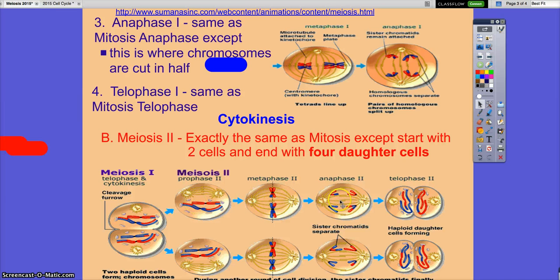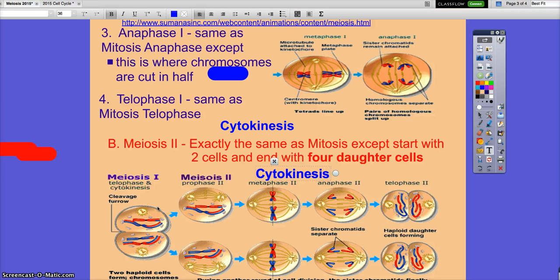Prophase, metaphase, anaphase, telophase, exactly like mitosis. Look, chromosomes line up in the middle. They don't line up in fours. Crossing over doesn't happen. They don't line up with their homologous partners. Everything is the same. The difference happened in meiosis 1, okay? All right, now, and again, it ends with cytokinesis.